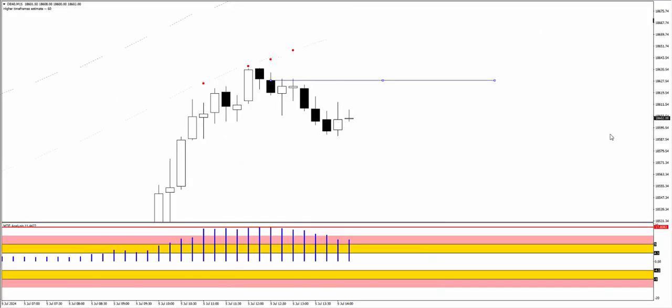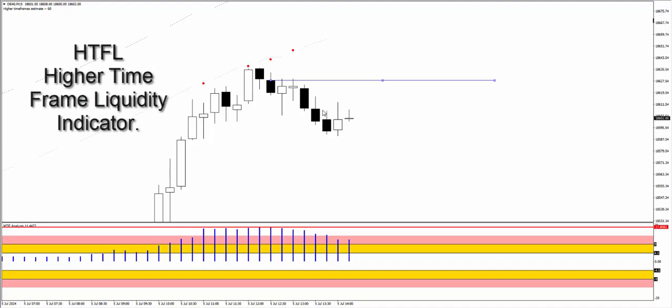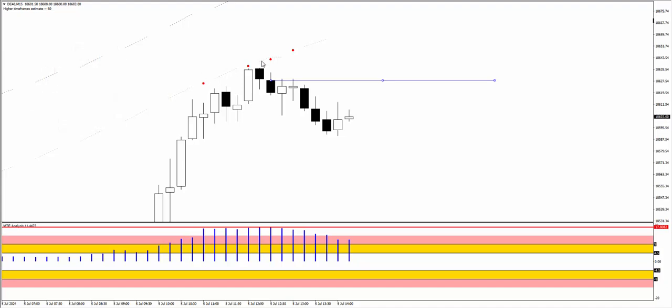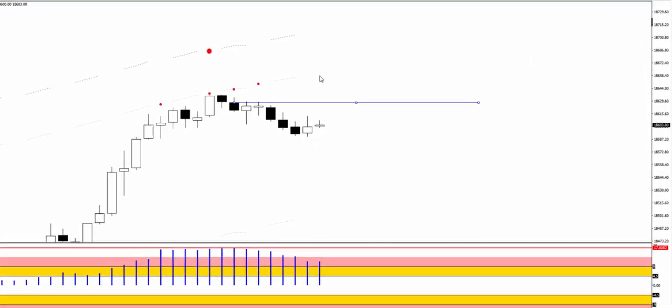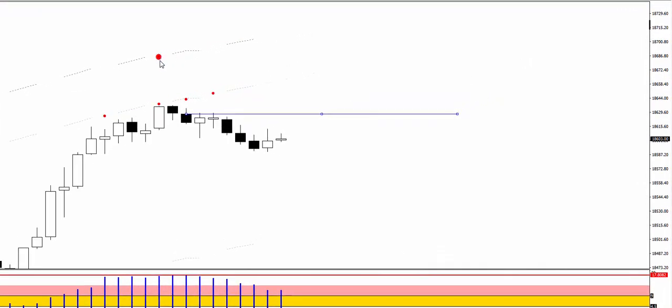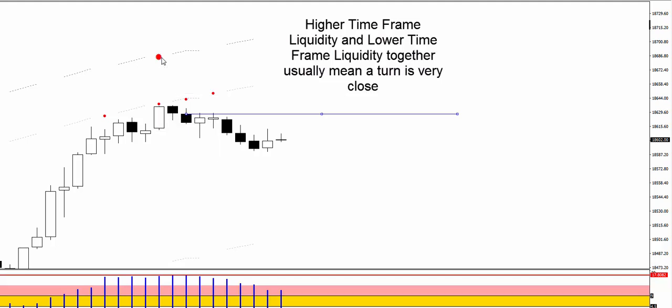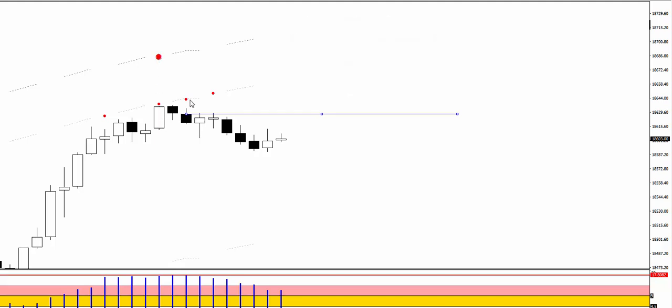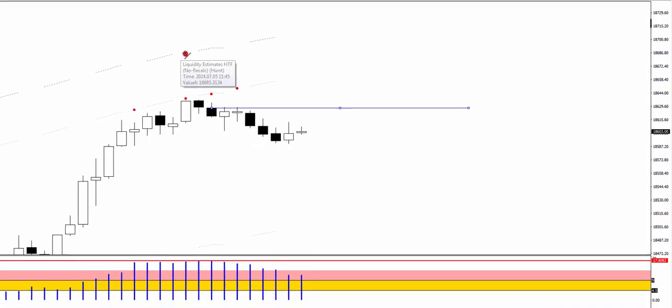What I've also done is put the higher time frame liquidity indicator on the chart. What this does is draw small red dots when you start to come to a level that's associated with liquidity, and when you get a larger higher time frame level, you get larger dots formed on the outer band. This is telling me that the lower time frame is syncing up with the higher time frame, and that's suggesting that the liquidity of the higher time frame and the lower time frame are significantly high in this area.